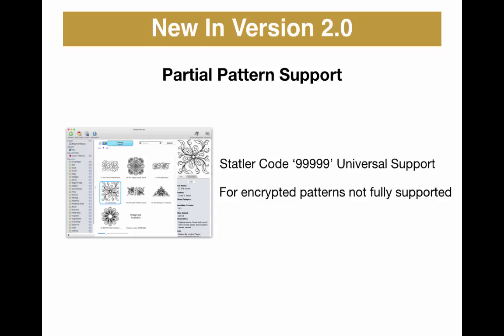It's also a note in partial pattern support that we've added universal support for any pattern encrypted to the Statler code 99999 in their PAT format. This allows for the encrypted patterns that we do not fully support. You can get the Statler encoded pattern from your pattern designer that is encoded to that 99999 and import both patterns into iPatternStudio. This will allow you to view the pattern, but then continue to organize, keyword, but then export the alternate non-supported encrypted file.